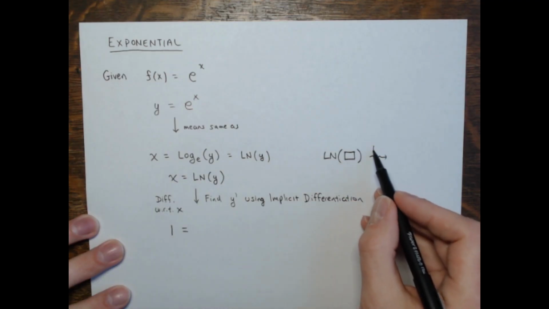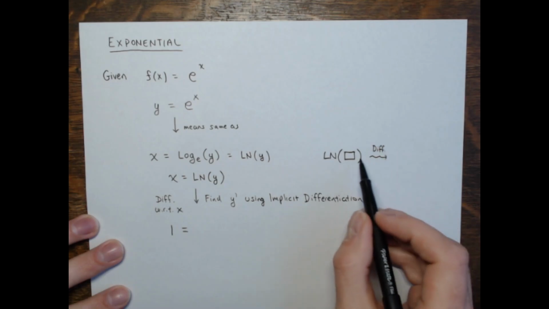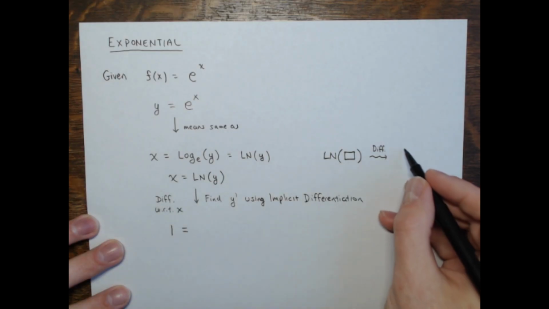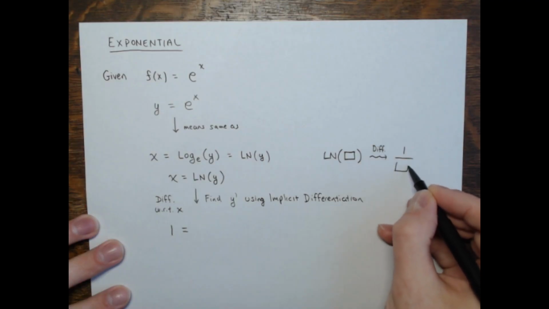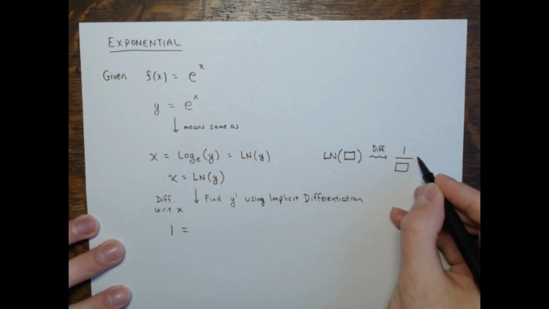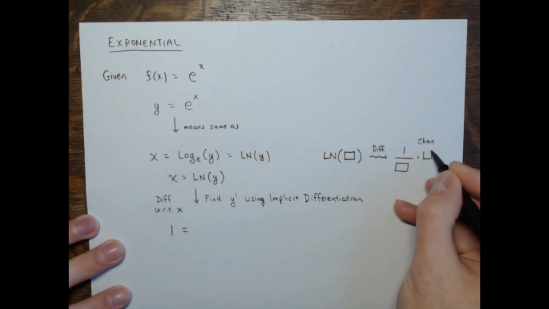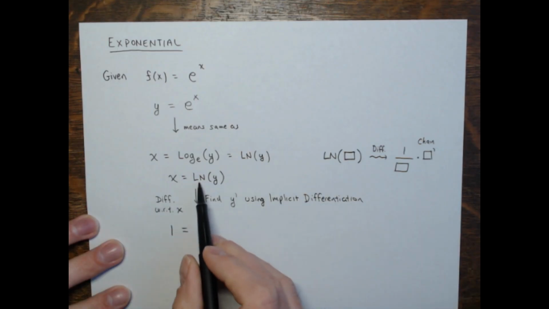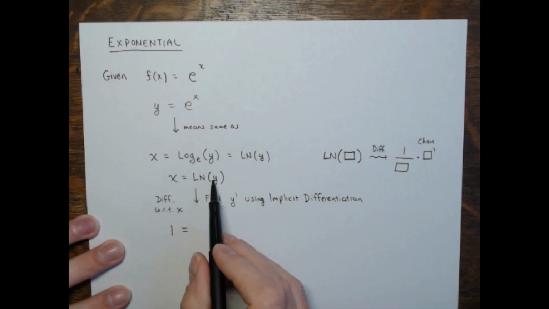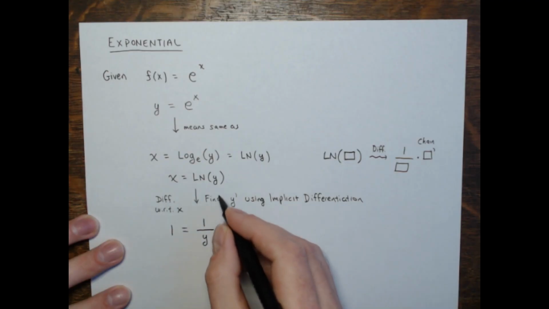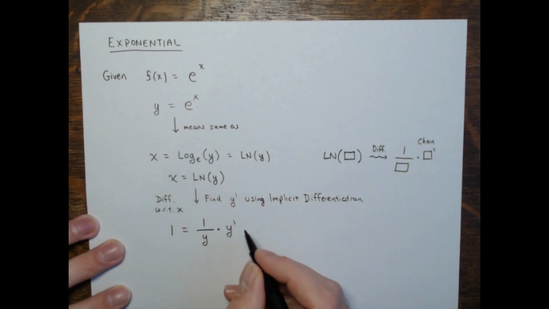So I've got to do chain rule here when I differentiate this. Remember from earlier, the derivative of the natural log of something is 1 over that thing, or the reciprocal of that thing inside. Then afterwards, chain rule being applied here, times the derivative of that thing inside, the thing prime. So same thing here on the right side, the derivative of the natural log of y would be 1 over y.